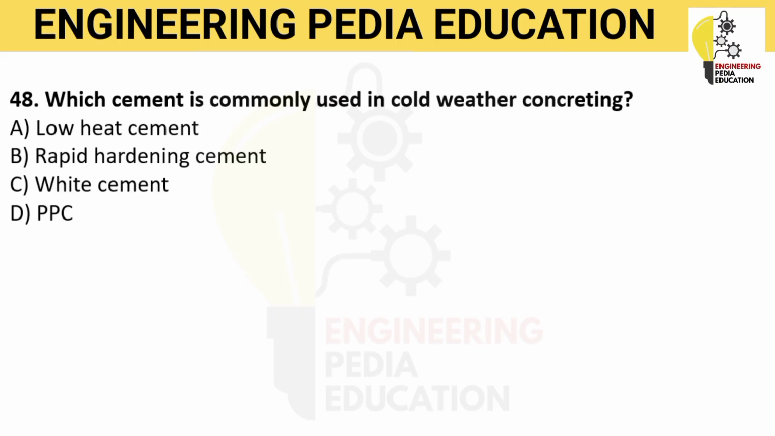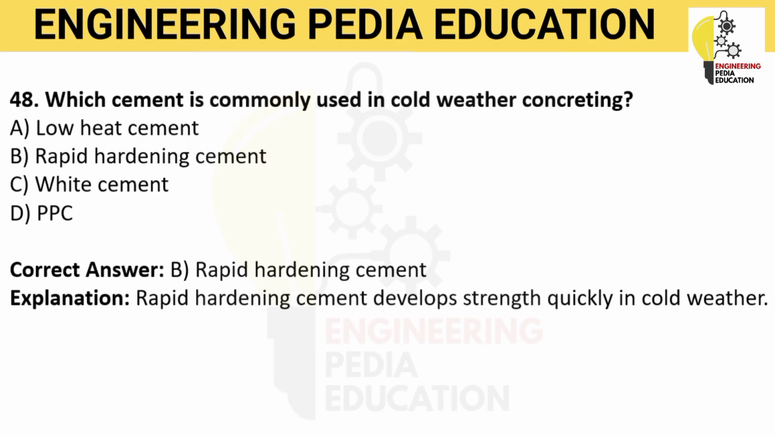Which cement is commonly used in cold weather concreting? Low heat cement, rapid hardening cement, white cement or PPC? So the correct answer is rapid hardening cement. Rapid hardening cement develops strength quickly in cold weather. Cold weather concreting means placing, curing and protecting concrete when the atmospheric temperature is generally low, below 5 degrees Celsius. Problems in cold weather concreting are: hydration process slows down, setting time increases, early strength gain becomes low, and water and concrete may freeze, crack and reduced durability can occur.